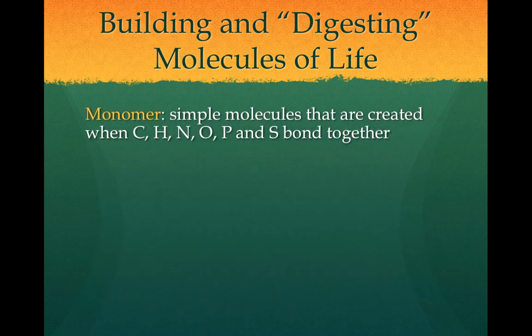So we have some vocab. A monomer, the prefix mono means 1. These are simple molecules that are created when CHNOPS bond together. Think of it like a tile floor. The tile floor is the whole structure, and each tile would be a monomer. It's one piece. Or like a Lego. You can have a whole bunch of Legos that each by themselves are one piece that you can use to build something larger.